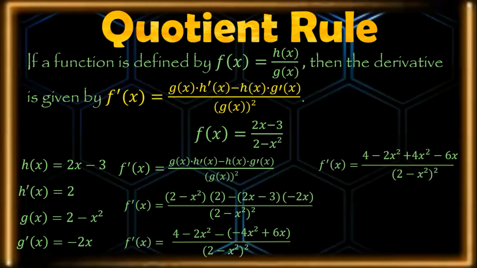Now, combining like terms in the numerator, we can combine the terms with the same variable and exponent, which is x squared. So the derivative of the given function 2x minus 3 over 2 minus x squared is 2x squared minus 6x plus 4 all over the quantity of 2 minus x squared, quantity squared.